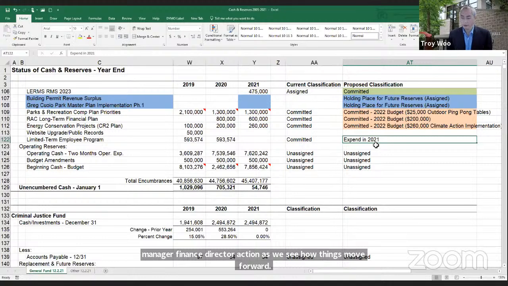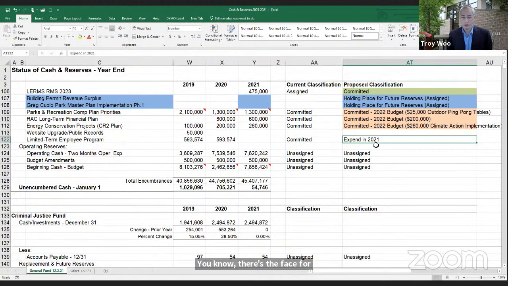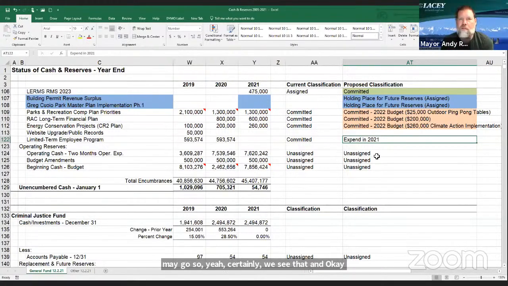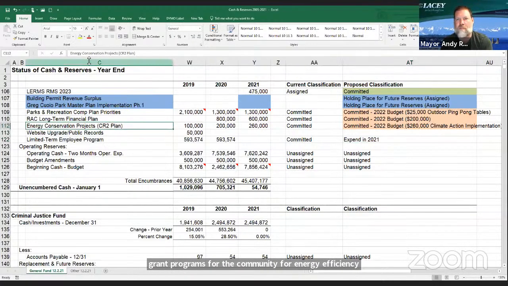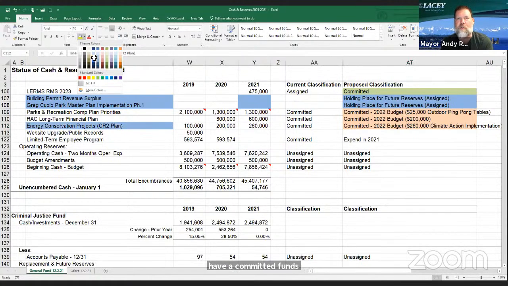There's the phase 4 of the plan that's going to be worked on next year, and I think that will also identify the needs and where the plan may go. So certainly we see that as a council priority. All of our talks have been around setting up grant programs for the community for energy efficiency projects, so on and so forth. So I think we're going to have a committed fund to do that going forward.